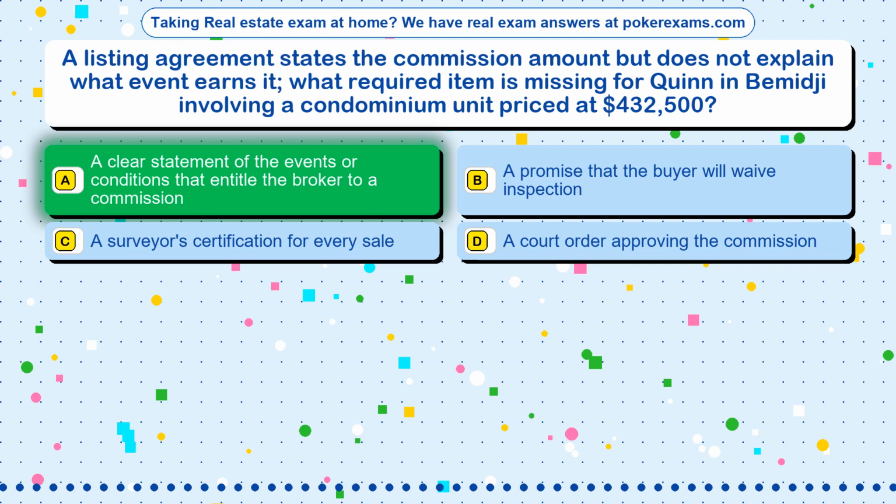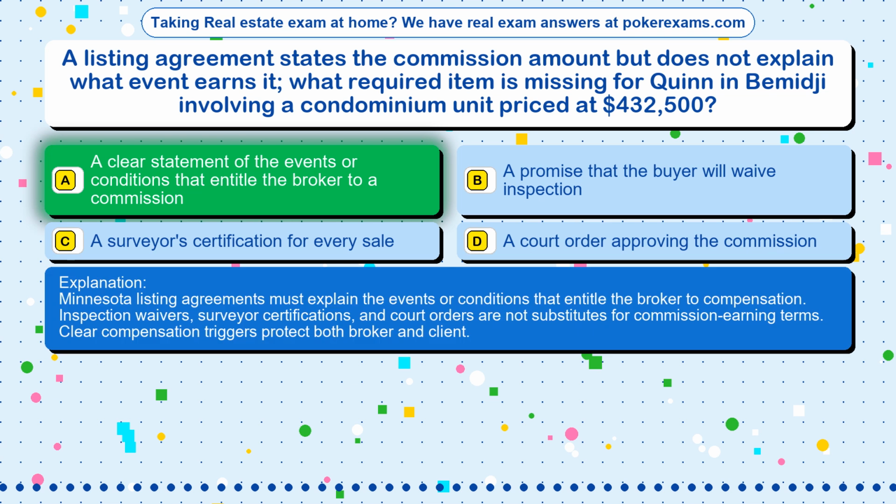The correct answer is option A. A clear statement of the events or conditions that entitle the broker to a commission. Minnesota listing agreements must explain the events or conditions that entitle the broker to compensation. Inspection waivers, surveyor certifications, and court orders are not substitutes for commission earning terms. Clear compensation triggers protect both broker and client.